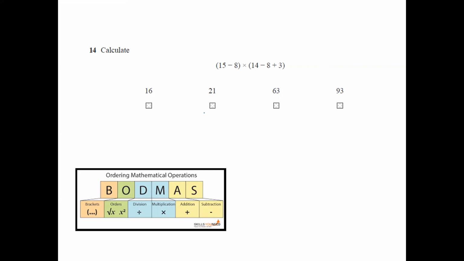So B is brackets. So it says, first of all, you have to solve what is in the bracket. So you can see here there's a bracket and another bracket. So therefore, first we have to solve what is in the brackets. First thing first, 15 minus 8 is 7. Then you can solve what is within the next bracket: 14 minus 8 plus 3.